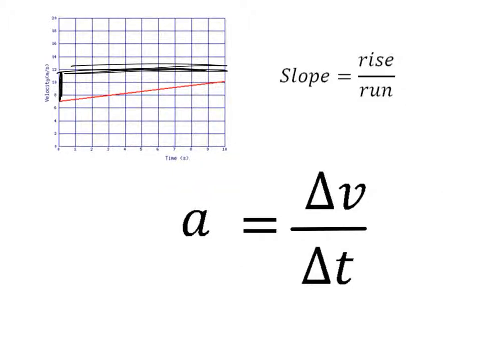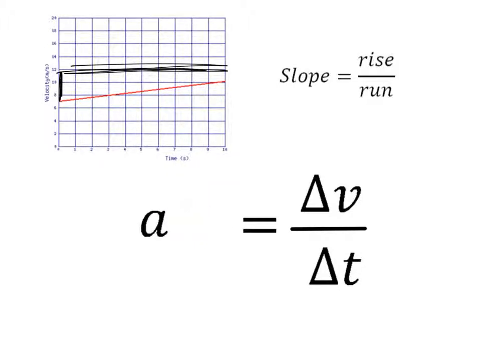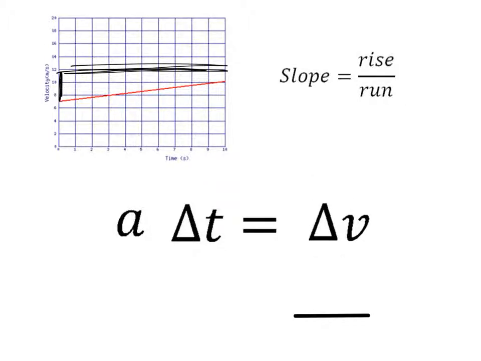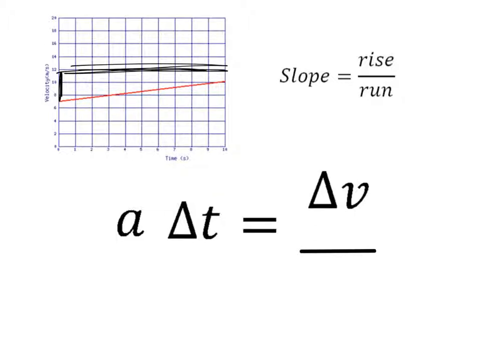And a quick reminder on how to rearrange this equation. So if we want change in velocity isolated, we can multiply both sides by delta t, giving us a times delta t equals delta v. And then if we want the time interval isolated, we can then just divide both sides again by acceleration. And there you have it.